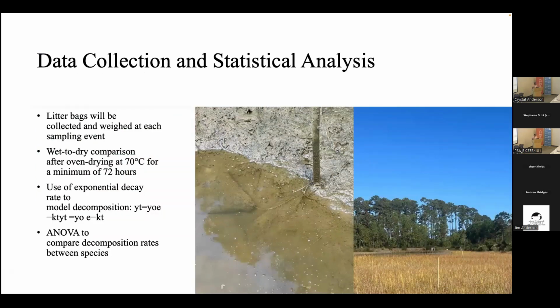For data collection and statistical analysis, the litter bags will be collected and weighed at each sampling site, comparing wet to dry weight after oven drying at 70 degrees Celsius for a minimum of 72 hours. To analyze the data, I calculated the decomposition rate of each plant species at each site. I will use a single exponential decay model for leaf decomposition to calculate the decomposition rate. I will also use ANOVA to compare decomposition rates between plant species.